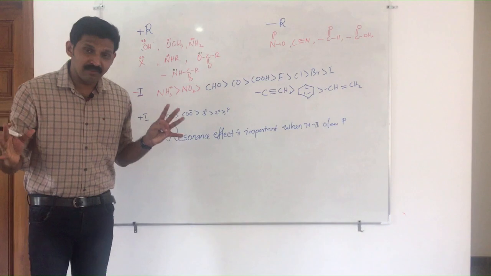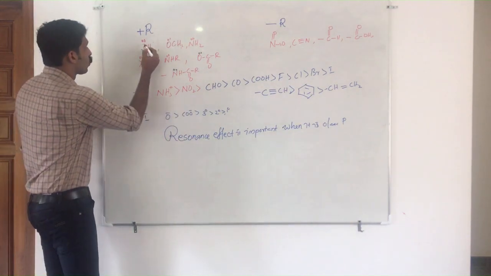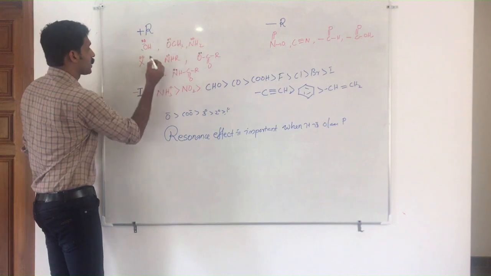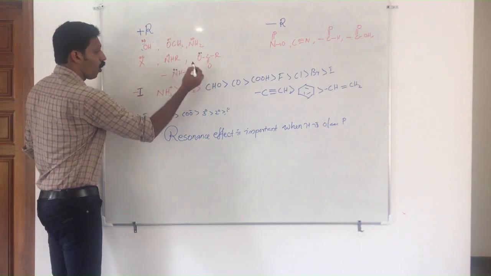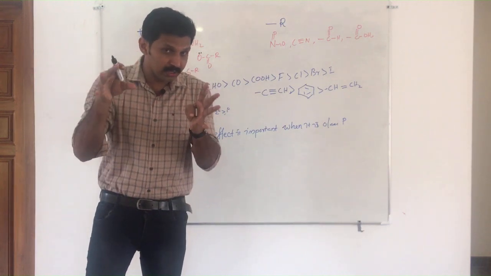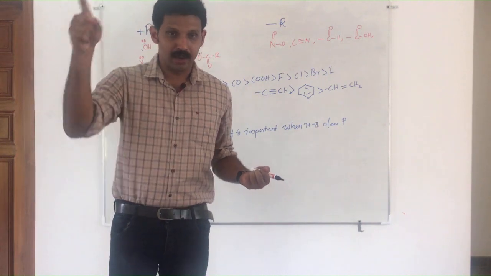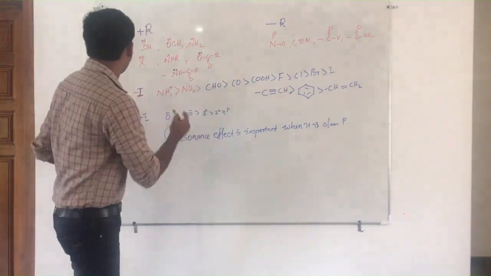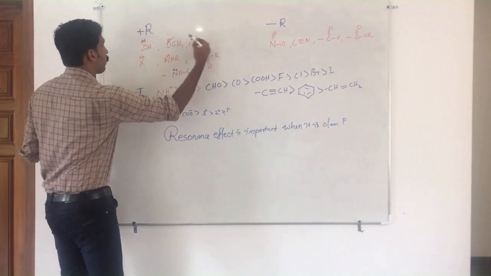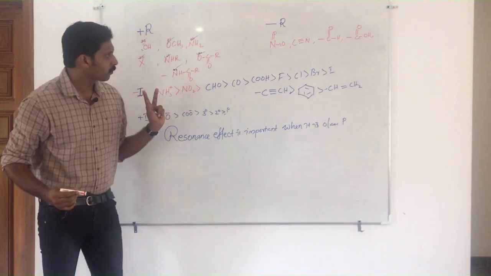How can you identify a group as a plus R group? It is because all these groups have lone pairs. In these groups, the atom which is attached to the benzene ring or another double bond system has lone pairs. These are plus R groups.